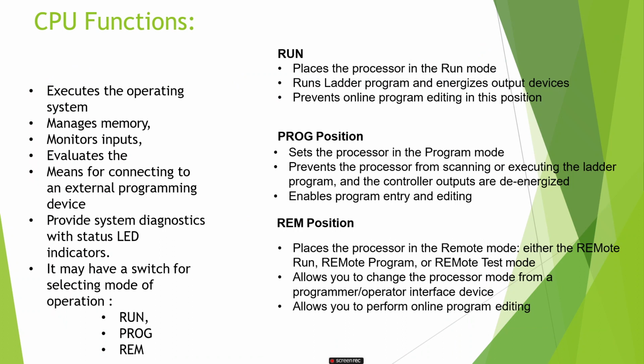The functions of the CPU are: it executes the operating system, manages the memory, monitors the inputs and outputs devices, and evaluates the programs, and it may have a switch for selecting the mode of operation. There are three modes of operation: run mode, program mode, and remote mode.